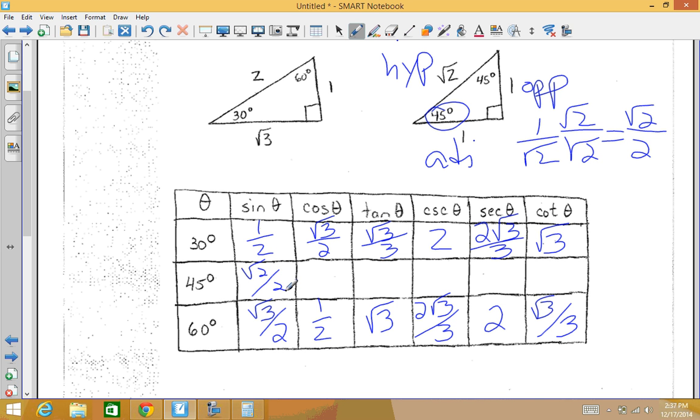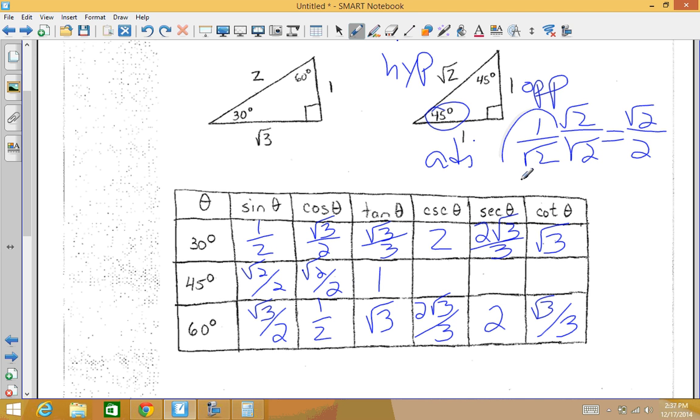When we do the cosine, it's adjacent over hypotenuse. Happens to be the same thing. It's 1 over the square root of 2. Getting rid of the radical again, we get square root of 2 over 2. Tangent is opposite over adjacent, that's 1 over 1 or 1. And then we just have to flip these.